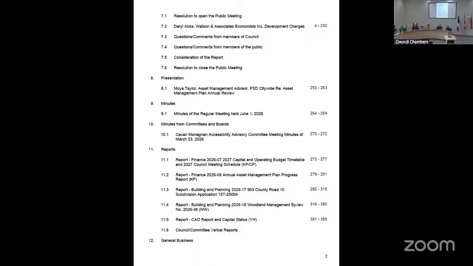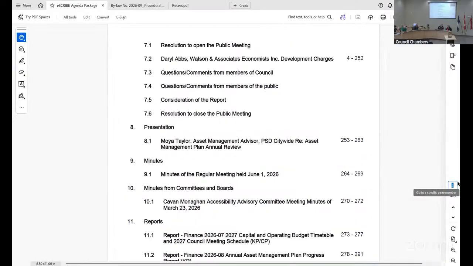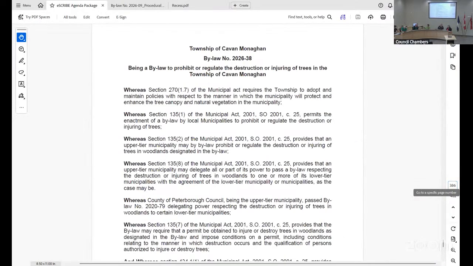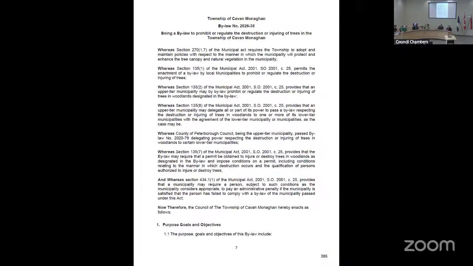There is no general business, no correspondence for information, no correspondence for action. So we're at the bylaws. Bylaw number 2026-38, being a bylaw to prohibit or regulate the destruction or injuring of trees in the Township of Kevin Monaghan, be read a first, second, third time and passed this 22nd day of June, signed by the mayor and the clerk, and the corporate seal attached thereto. Can I get a mover for the bylaw? Moved by Councillor Natchoff, seconded by Deputy Mayor Huntley. All in favor? That is approved.